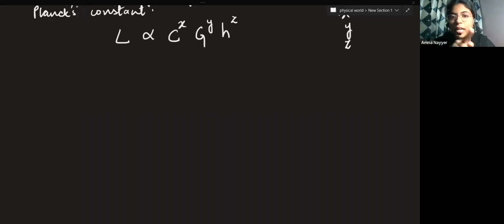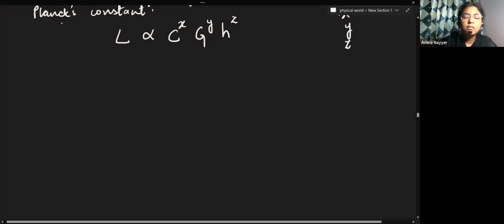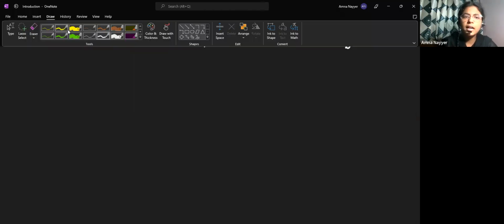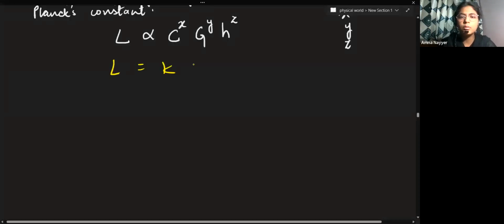See, the question will provide you all the values on which L is dependent on, but it won't give you the dimensional formula of the rest. So in your examination, if this question comes, then your gravitational constant's value and Planck's constant's value, all these dimensional formulas, you have to write on your own. Now, let's remove the proportionality sign, add a constant. L is equal to K, C to the power X, G to the power Y, H to the power Z. L is what? L is length, so it will be only L to the power 1, K.